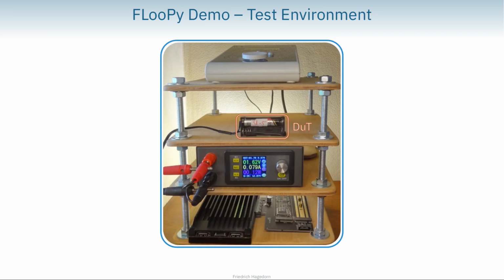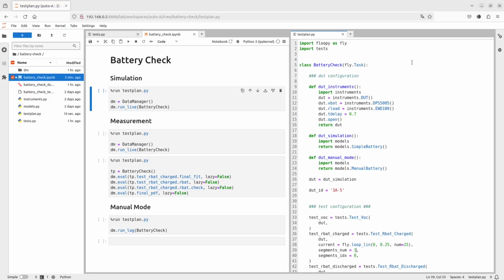I've connected the battery to the two instruments and connected them to the test server via USB. In my case, this test server is a small CMA board here below. And we will now continue working directly on the test server using a browser IDE. I have opened the file with the test plan on the right hand side, and in addition to the last slide, I have not only defined a test environment for the real instruments, but also added an environment for a simulation model and a manual measurement.